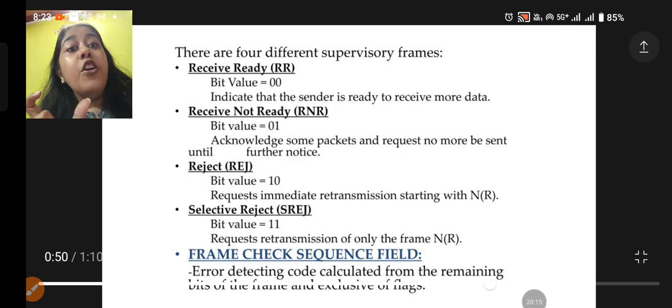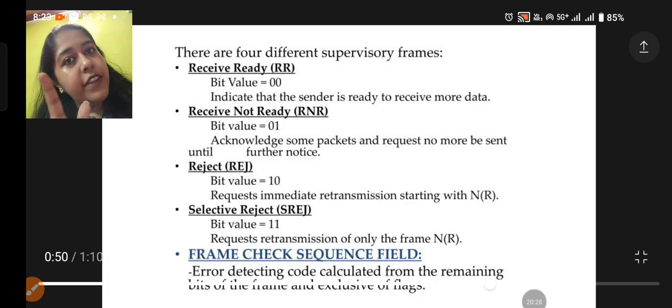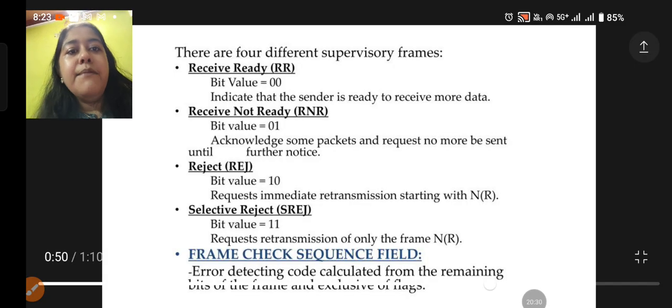Next, receive not ready, RNR, has bit value 01. It acknowledges some packets and requests that no more be sent until further notice. So until I send you further notice, don't send any frame. You have to acknowledge some packets and then no more should be sent until further notice. This is RNR, receive not ready.